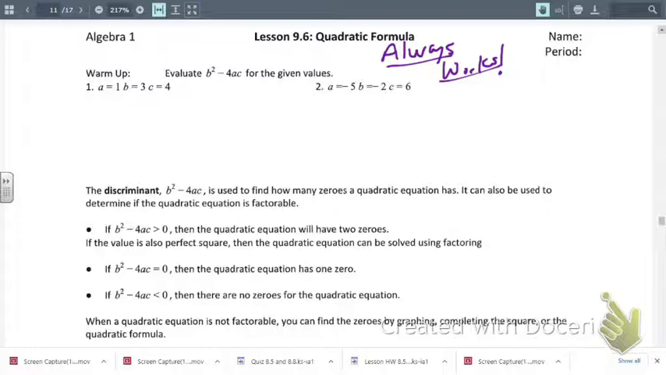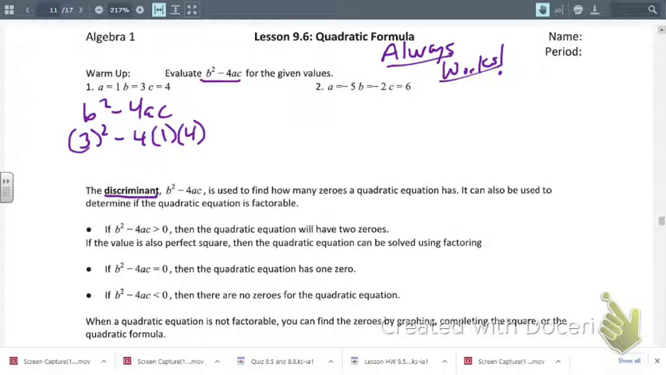As a warm-up, we want to evaluate b squared minus 4ac for the given values, so let's do that. This b squared minus 4ac is called the discriminant, and you will see this in the quadratic formula. So let's warm up evaluating this expression. We know that our b is 3. Let's do b squared minus 4ac first. Substitute in. So 3 squared minus 4 times my a, which is 1, and then your c is 4.